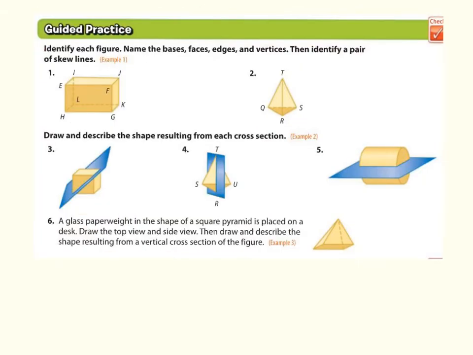For our guided practice, let's name 1 and 2, and then be able to name the shapes that result in the cross sections of 3, 4, and 5. And then do a cross section for a vertical cross, okay, for number 6. Pause this video and try your best, and then resume play when you're ready for the answers.